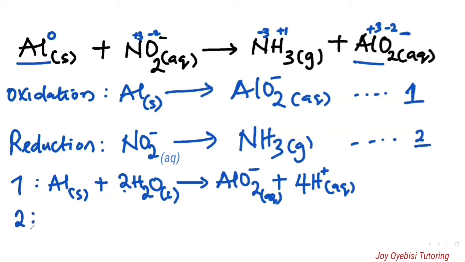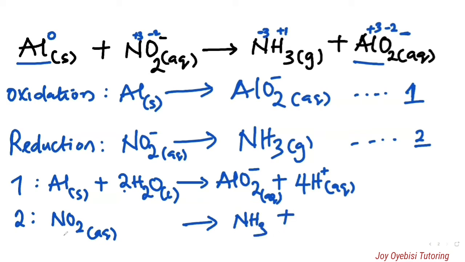I go to 2, which is my reduction half reaction. I have NO2 on this side. Now on this other side, I do not have oxygen. So what I'm going to do is add 2 molecules of H2O, which is going to be this. And adding this has also made hydrogen lag here. So we need to add hydrogen. So we have 3 originally plus 2 times 2, 4. So 3 plus 4 is going to give me 7 hydrogens. Okay, so that's what I will have.